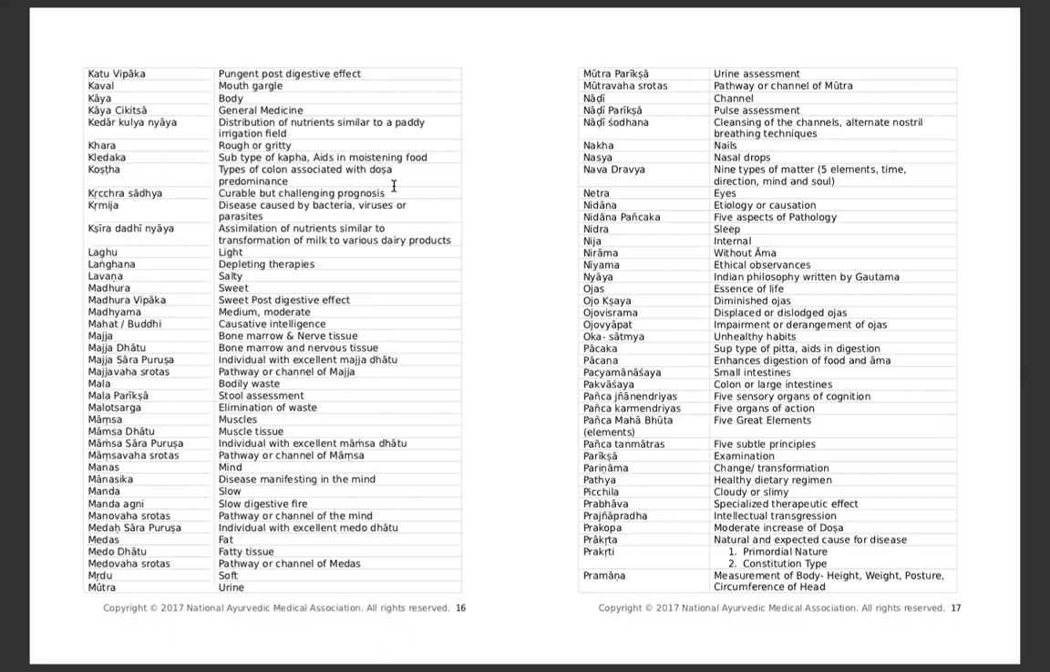Pachana. Pachamanashaya. Let's skip that one. Pakvasha, which is the large intestines, colon or large intestines. Pancha Jnanendriyas. This is pronounced differently depending on what part of India you come from. If you're from the north, you'll say Gyanendriyas. If you're Gujarati, you'll say Gnan for knowledge. If you're Marathi, you'll say Jnana. So Pancha Jnanendriya is the 5 sensory organs of cognition.